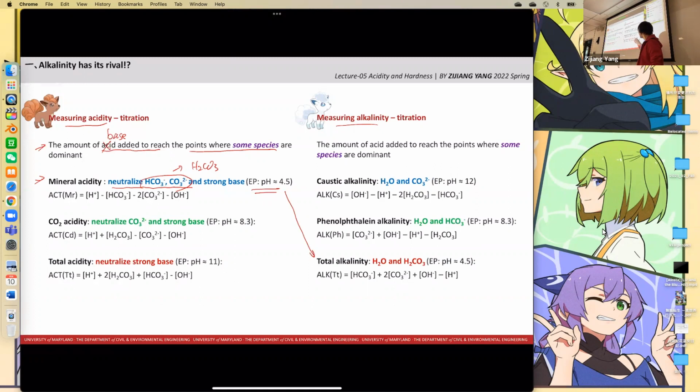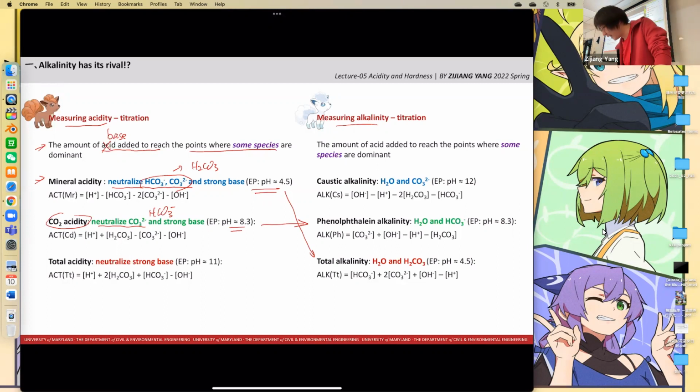they're all pretty much the same. And the reference chemical species, they're also the same. And for CO2 acidity, we are going to neutralize this one only, and the endpoint is around 8.3. In this case, we can see that the dominant species will be bicarbonate. And this is pretty similar to phenolphthalein alkalinity.